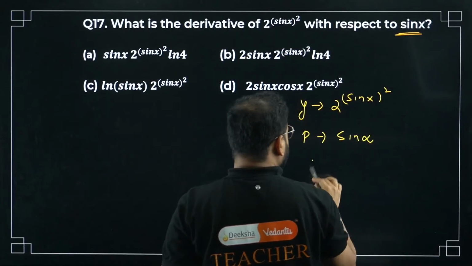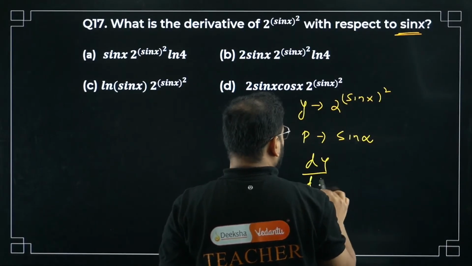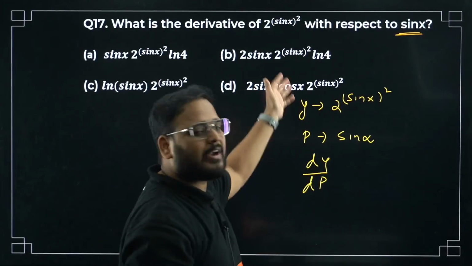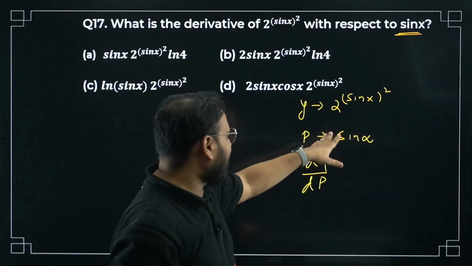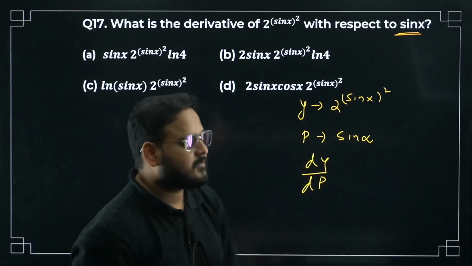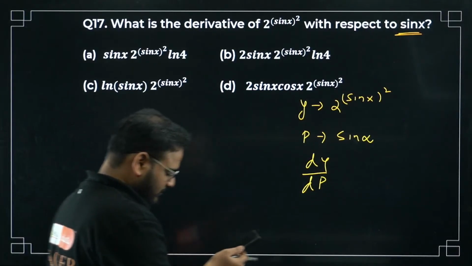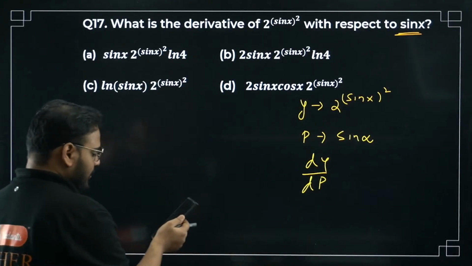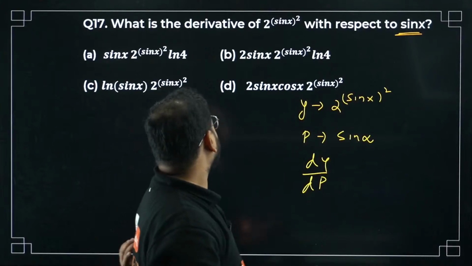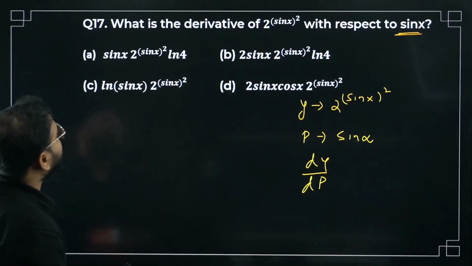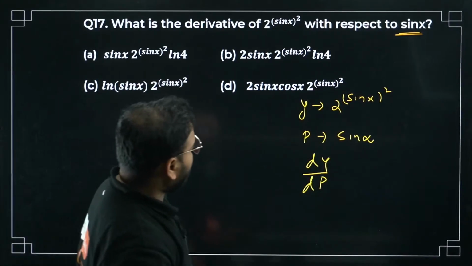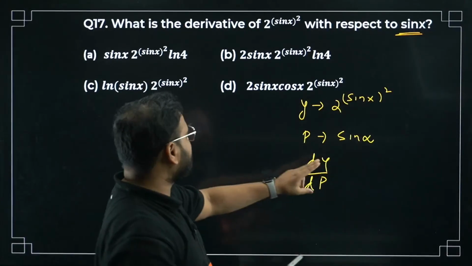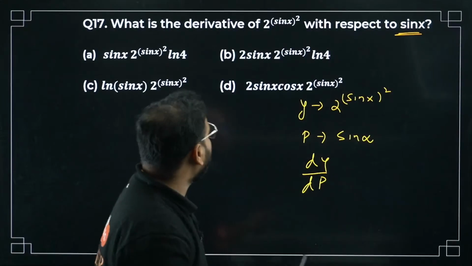What are they asking? dy by dp. You can take any variable, s t, u v, anything is okay. I have taken y and p, accept it. Yes, very good Knowledge Games, very good Amitesh. Now this question, what is the right answer? I'll give you some time to solve it, just 2 minutes. You try and solve and let me know the answers.